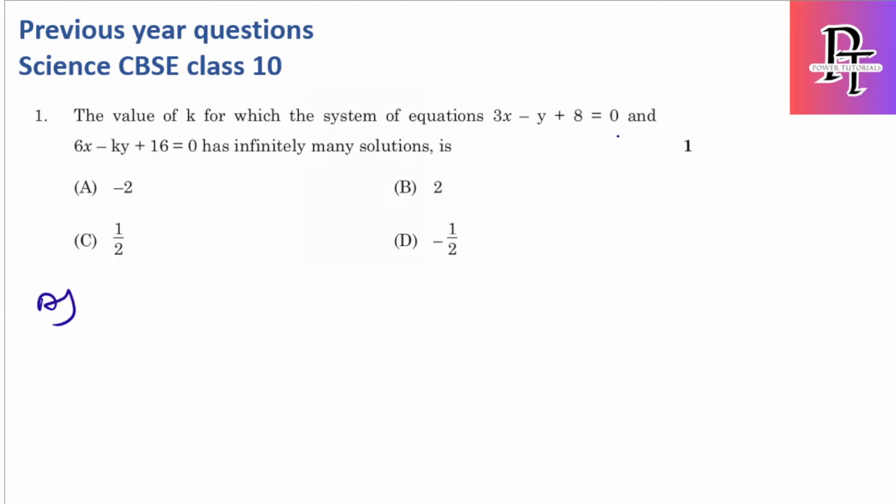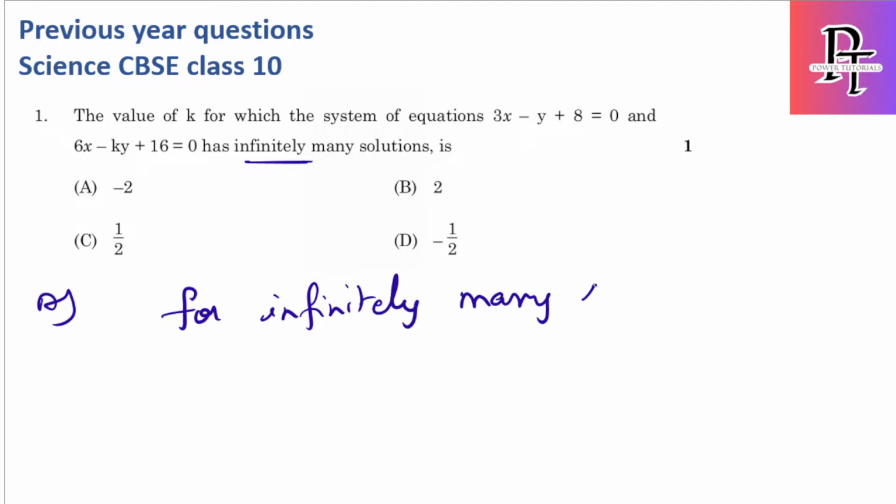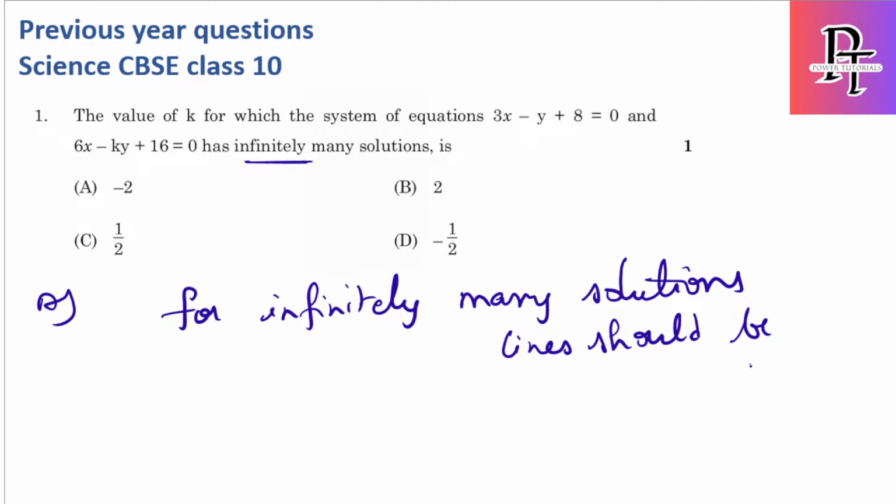Value of k for which the system of linear equations has infinitely many solutions. For infinitely many solutions, the lines should be coincident. So for coincident, what is the condition? A1 by A2 should be equal to B1 by B2 should be equal to C1 by C2.